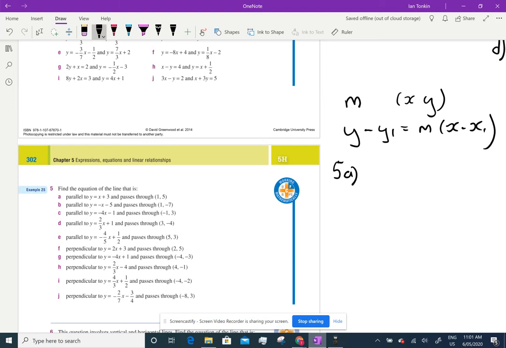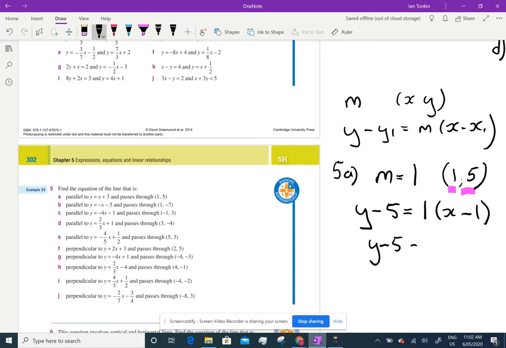We need a line parallel to that. So what's the gradient? Well, m equals the number in front of the x is a 1. If there's no number there, you know it's a 1. And it's going through the point 1, 5. So what's the equation? Y minus the y value, 5, equals the gradient, m, 1, outside of x minus the x value, which is a 1. So we get y minus 5 equals x minus 1.